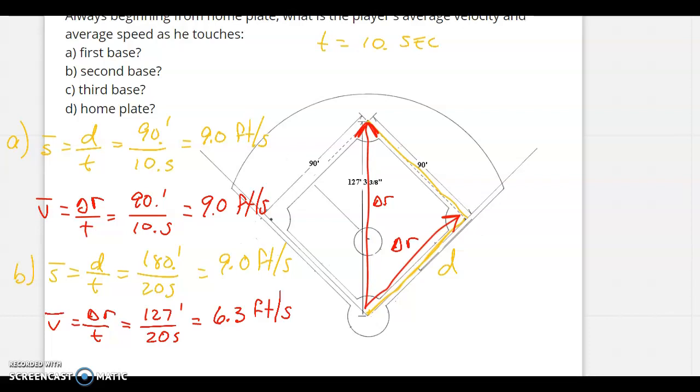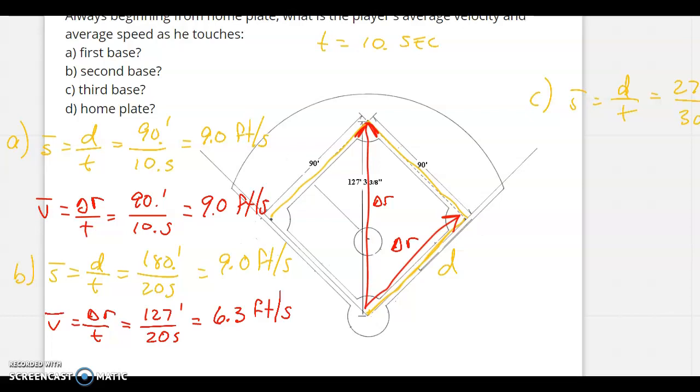Hey, we're going to do that for third base now too. So will you pause the video and try to do both of those for third base? All right, we're back. So now the distance to third base is going to be another 90 feet. And so it looks like it's going to be 270 feet divided by 30 seconds. And that's 9 feet per second, just like before.